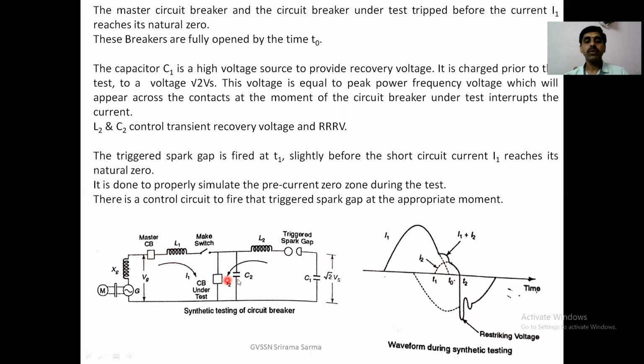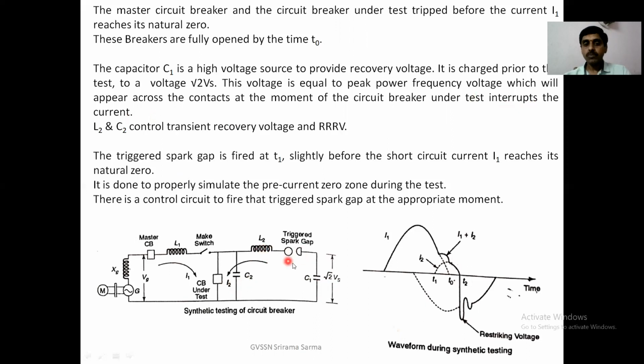Next, the capacitor C1 is a high voltage source to provide recovery voltage. It is charged prior to the test to a voltage of √2 Vs. This voltage is equal to the peak power frequency voltage which will appear across the contacts at the moment the circuit breaker under test interrupts the current. So this is charged to √2 Vs. Here L2 and C2 control the transient recovery voltage.